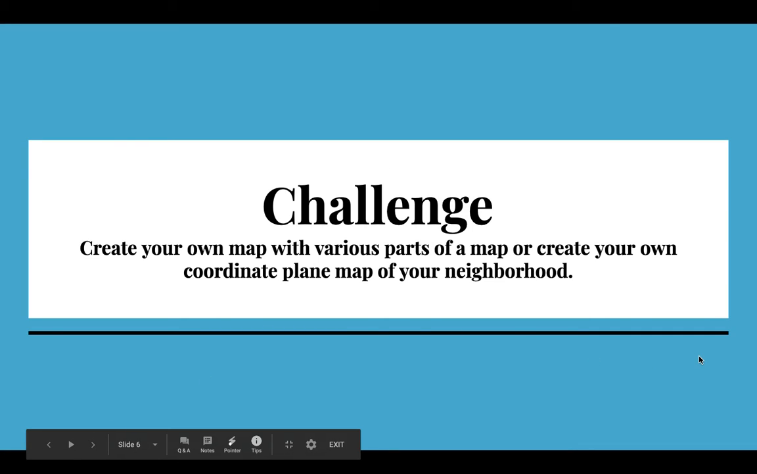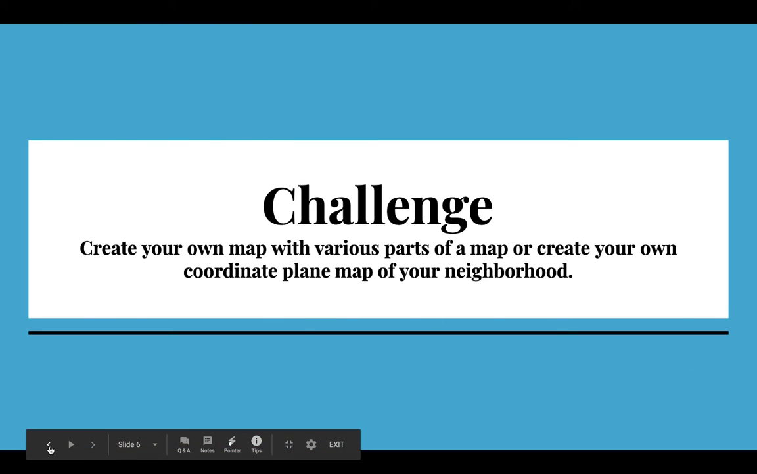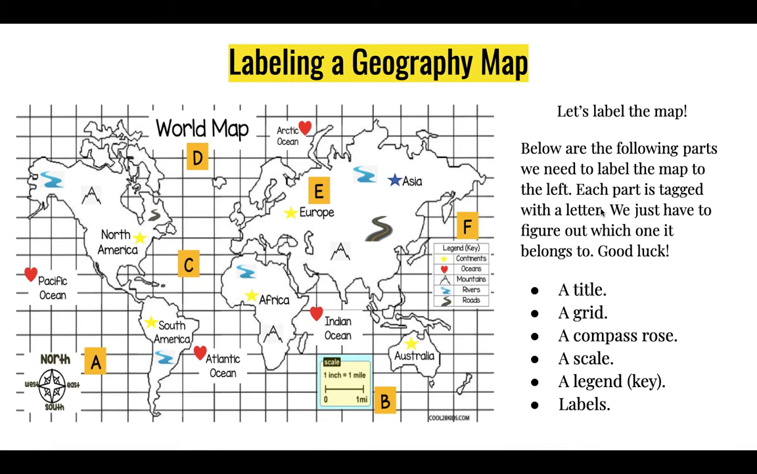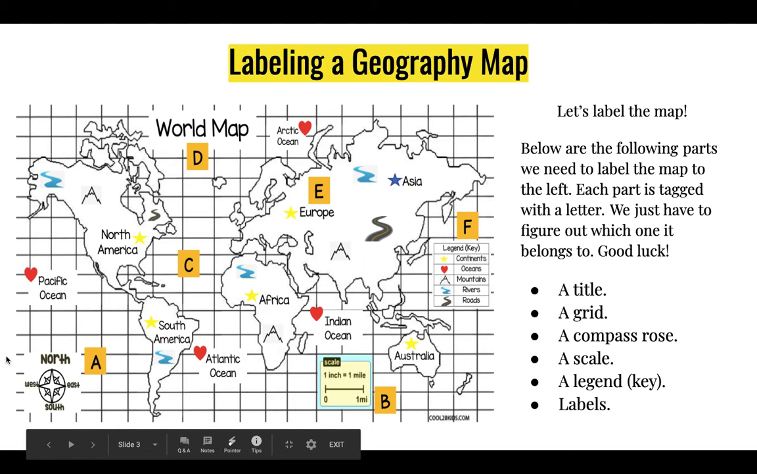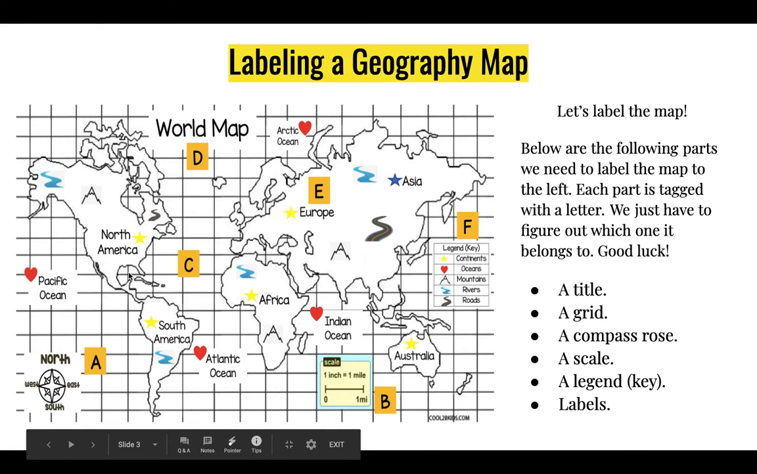Okay, here's your challenge. I want to see who can do this. There might be a special prize in it if you can. I want you to create your own map with various parts of a map, or create your own coordinate plane map of your neighborhood. So, if you look back, let's go back to this slide right here. I created this map. Now this map, we could put an x-axis on the bottom and a y-axis on the side and make various questions with it to try to find out, for example, where North America is, where Europe is, because of the grid lines behind it.